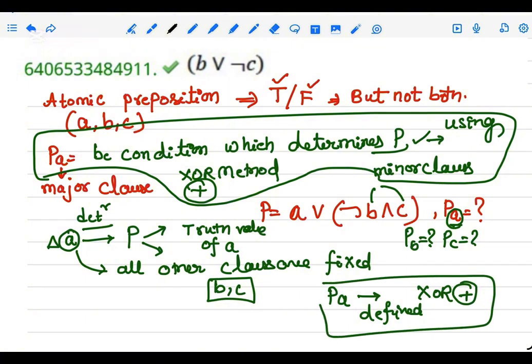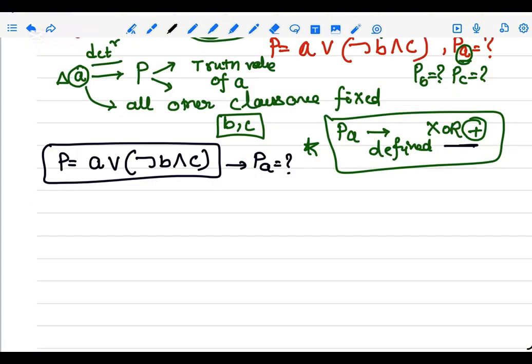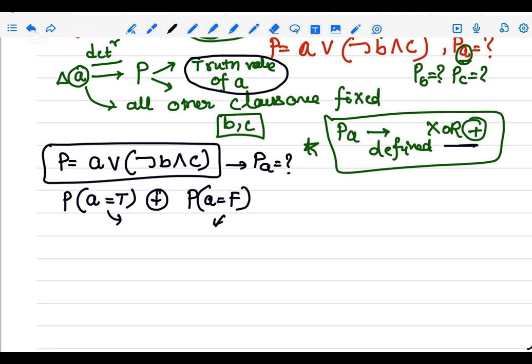This is important, friends. First, by changing the truth value of A, right? In the predicate P, replace A equal to true, find it, and XOR with P with A equal to false. So that is changing the truth value of A. If they ask B, change the truth value of B. If they ask C, change the truth value of C. You have to find these two and XOR the operations.